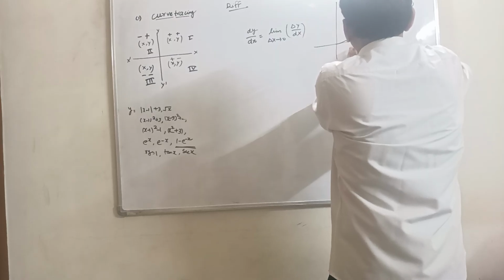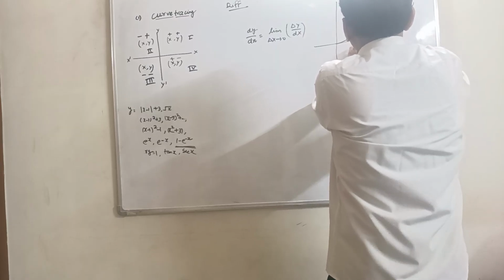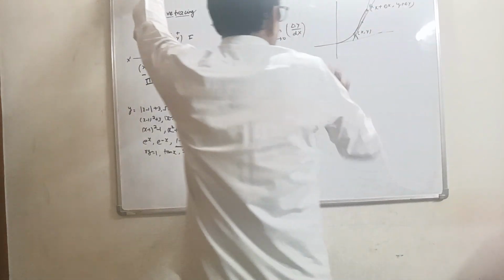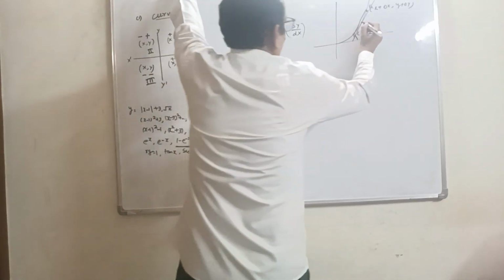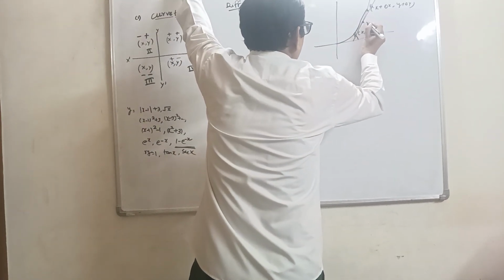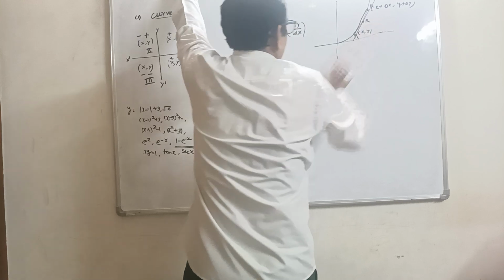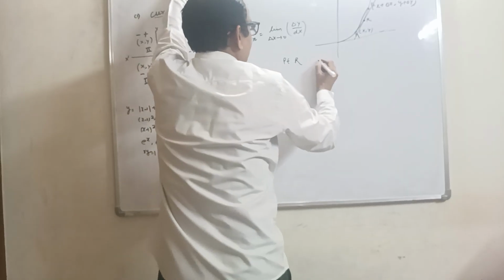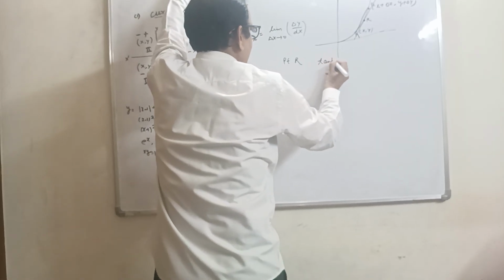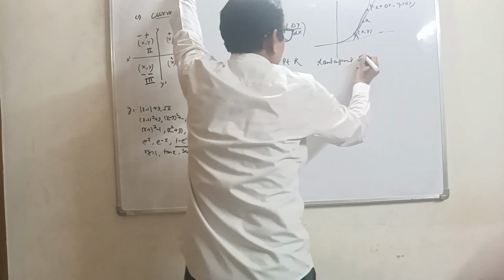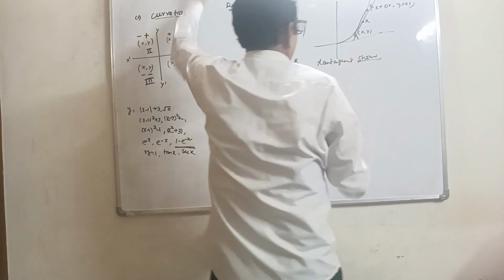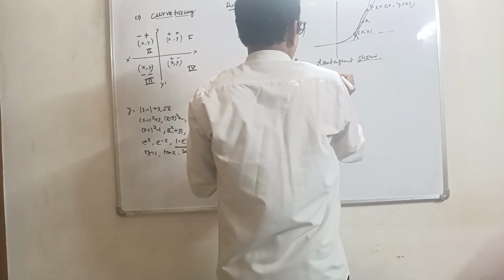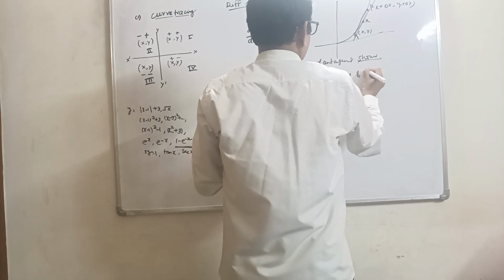Then the tangent at that point would be the derivative of this curve. The tangent at that particular point, suppose R. So R is the point where the tangent shows the derivative of the curve.